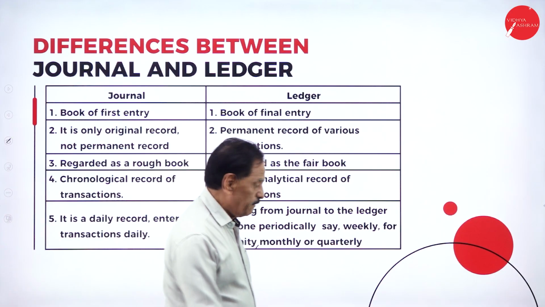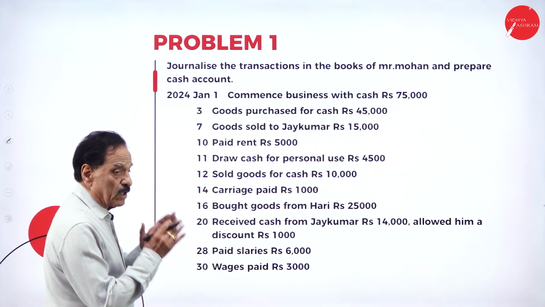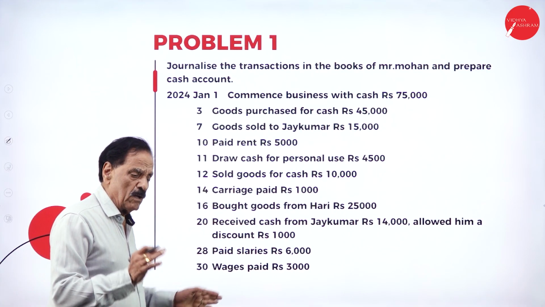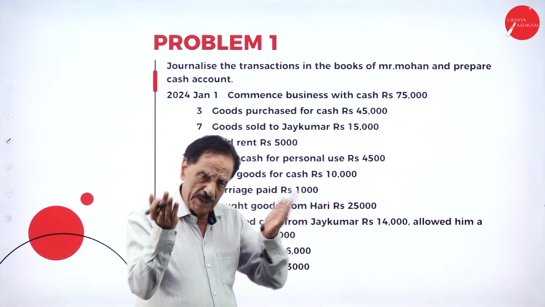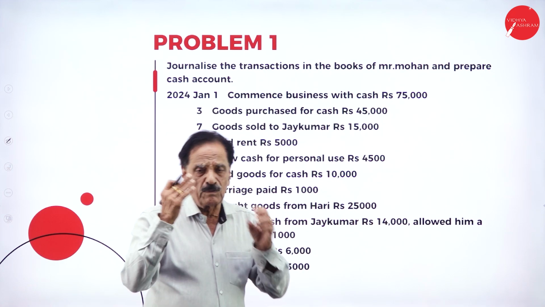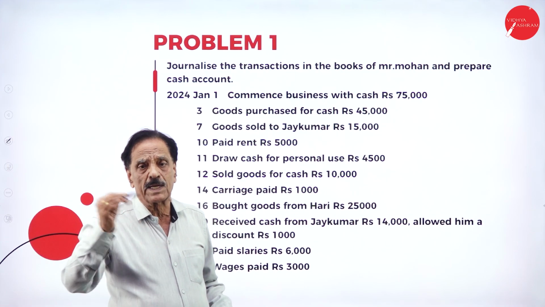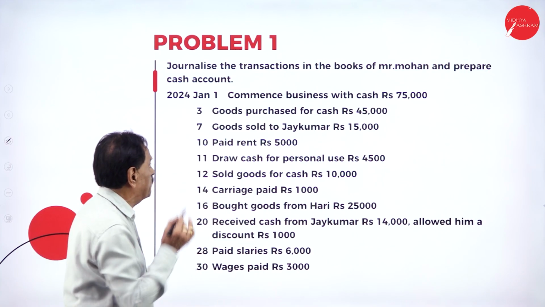Now, the analysis of transactions. We'll split them according to the rules of personal, real, and nominal accounts. What does a personal account say? Debit the receiver, credit the giver. Real account: debit what comes in, credit what goes out. Nominal account: debit all expenses and losses, credit all gains and income.